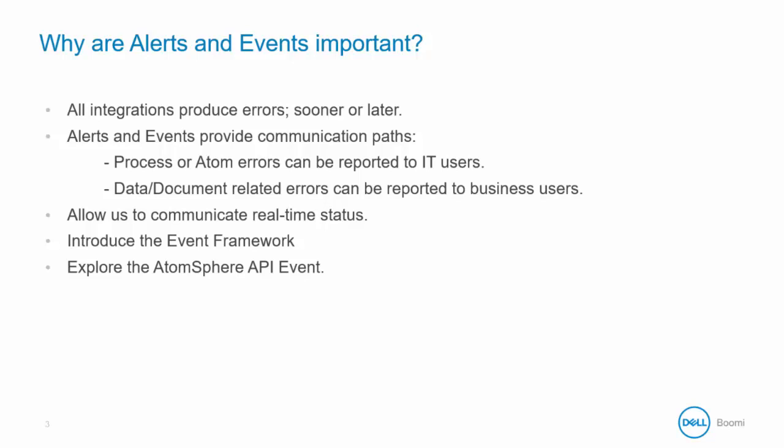Alerts and events are important because all integrations will produce errors. Sooner or later, and probably sooner, you will encounter an issue that needs your attention. Alerts and events provide communication paths for error and information reporting. For instance, process or Atom errors can be reported to IT users, or data and document related errors can be reported to business users. Alerts and events also allow us to communicate real-time status of your processes.